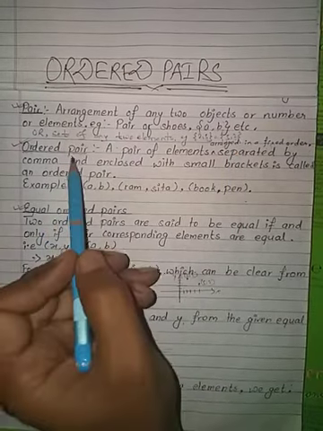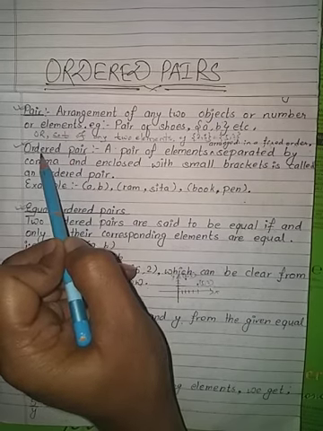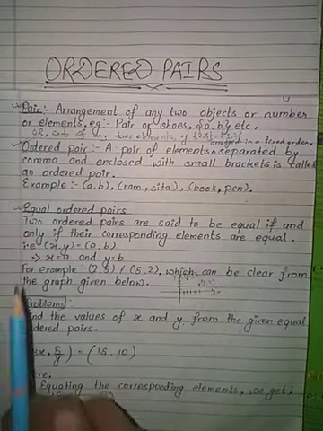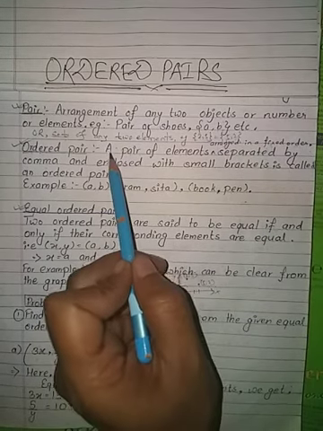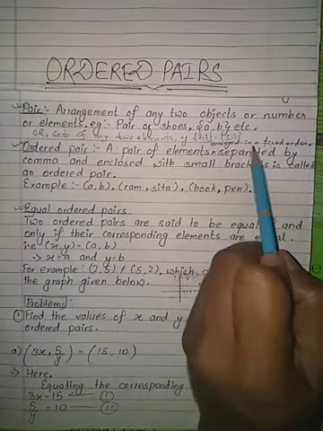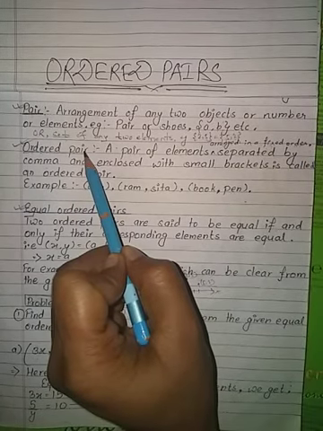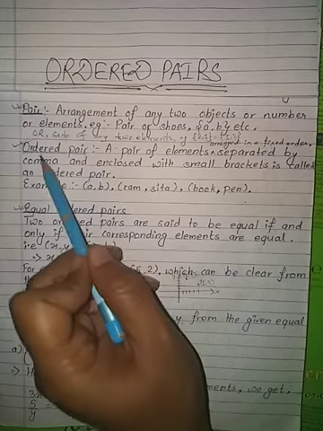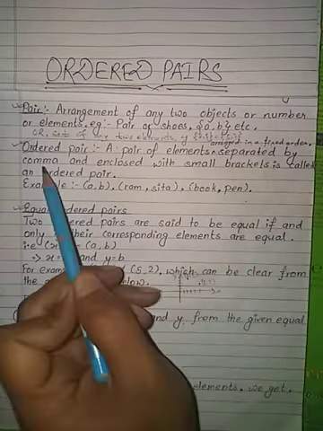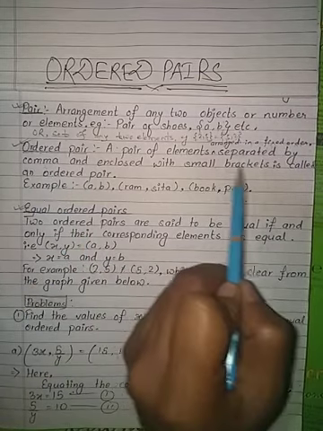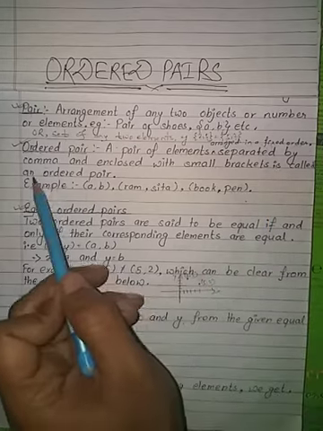So what is required to be an ordered pair? Ordered means it must be in a fixed order. So we can define an ordered pair as a pair of elements arranged in a fixed order. Or if you want to write a long definition, you can write: a pair of elements arranged in a fixed order, separated by comma and enclosed with small brackets, also called parentheses, is called an ordered pair.